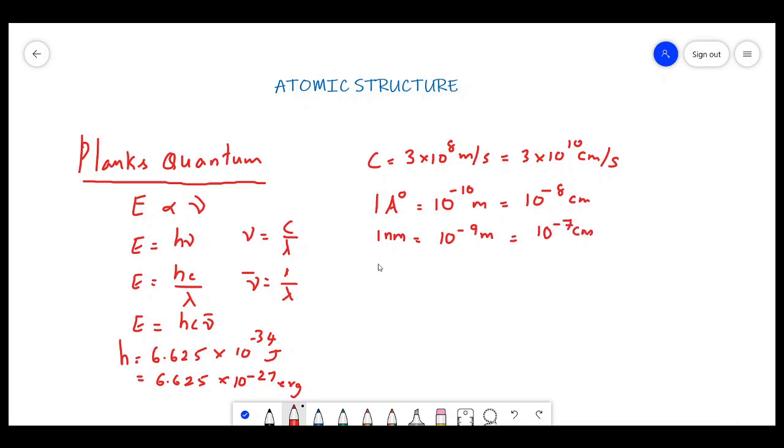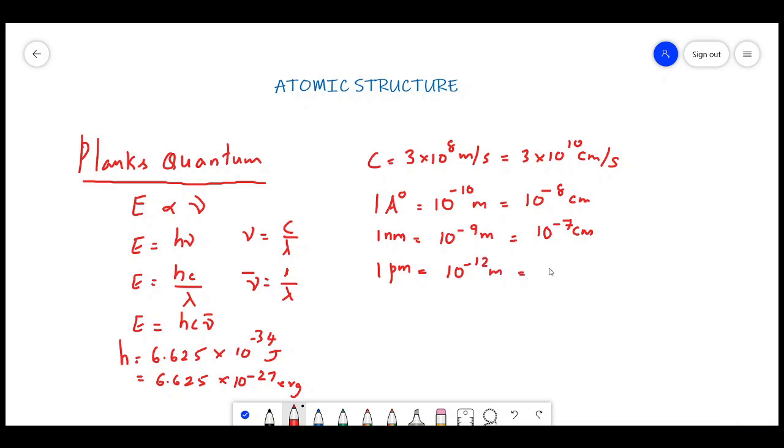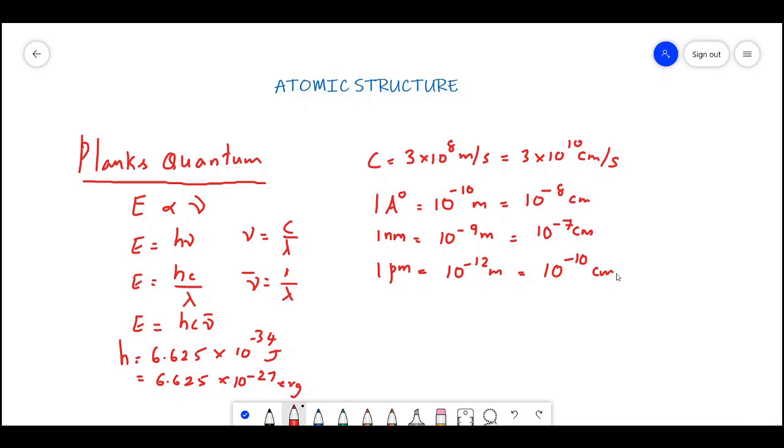Sometimes in the question he will give in picometers. So 1 picometer is equal to 10 to the power of minus 12 meters, and this is also equal to 10 to the power of minus 10 centimeters. So these are all the important formulas and values you have to remember while doing problems on Planck's quantum theory.